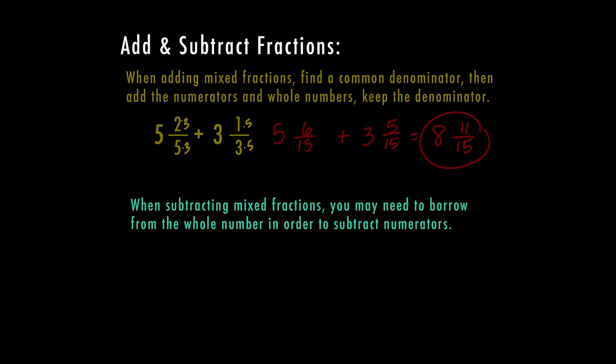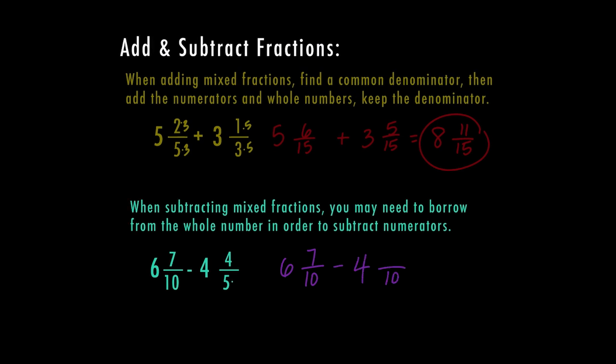So now when I'm subtracting mixed fractions, we sometimes have to borrow from the whole number in order to subtract our numerators. So let's go ahead with 6 and 7/10 minus 4 and 4/5. So this time, whenever I find my common denominator, I have 6, and I do know that 5 goes into 10. So 10 is going to stay the same. So 7/10 doesn't change because my common denominator is 10. Then I'm going to subtract 4, and 5 goes into 10 2 times. So 2 times 4 on top is 8. So now here we have 6 and 7/10 minus 4 and 8/10.